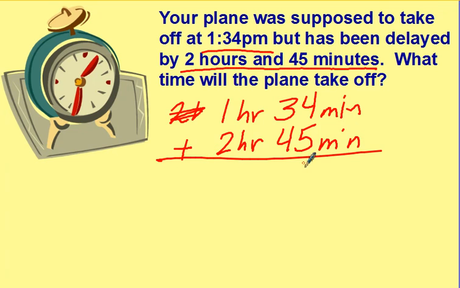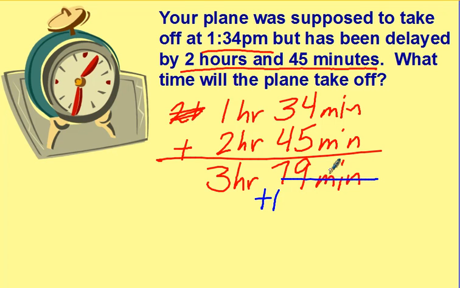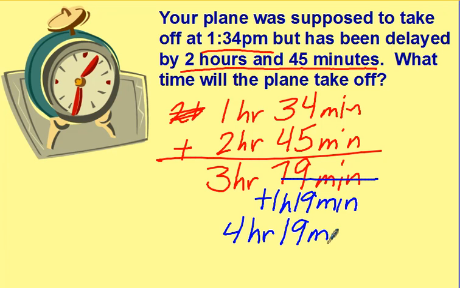When you add these together, you come up with 3 hours and 79 minutes. Now think about it, 79 is greater than an hour, so you would think this through. This would be an hour and 19 minutes left over. 1 hour, 19 minutes. So together you have 4 hours. You're just regrouping, that's all you're doing. 4 hours, 19 minutes.